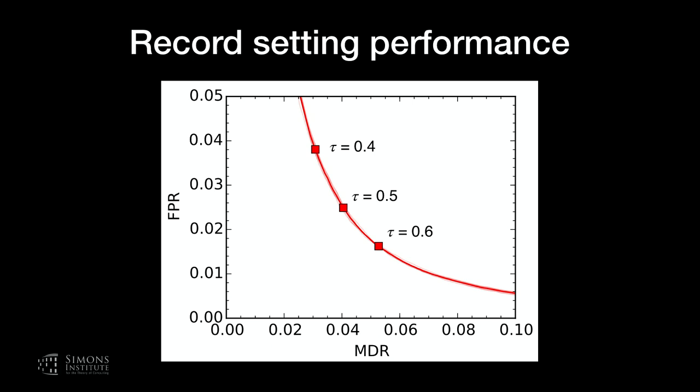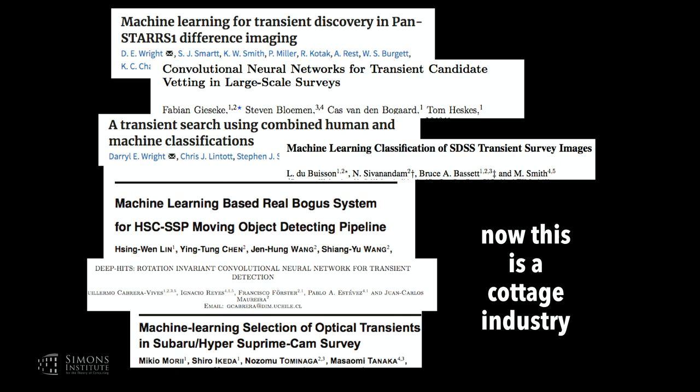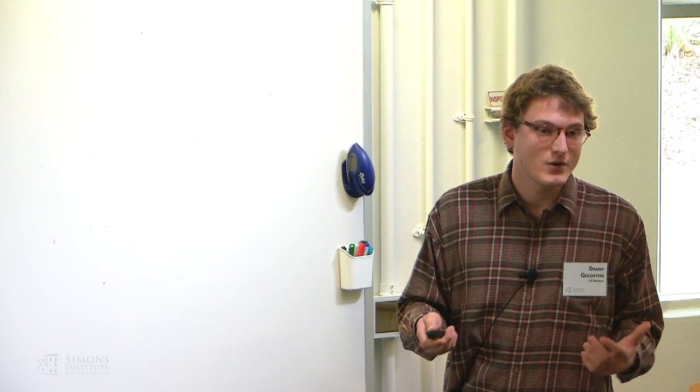And now I just want to say that this has really become a cottage industry. This is now the standard way of doing supernova searches. There were a whole bunch of papers that came out after this, trying to improve on this, trying convolutional neural networks for this, trying to combine human and machine classifications, applying this stuff to different surveys. And so now the era where people are looking at the subtractions to scan for candidates is really over. So we've entered a time where it is a standard thing for supernova searches to completely remove human beings from this loop where they played an integral role for many, many years.